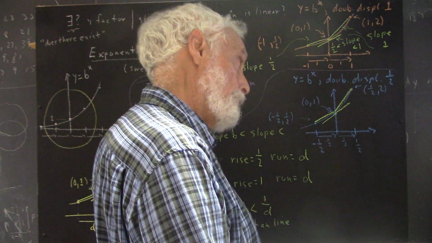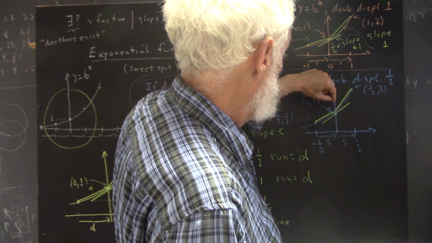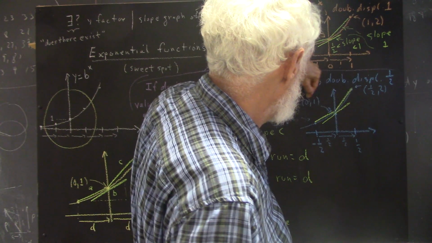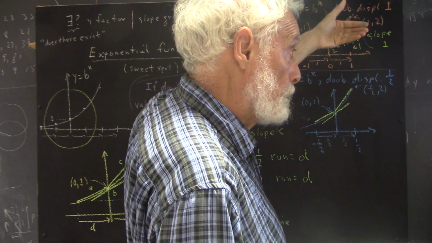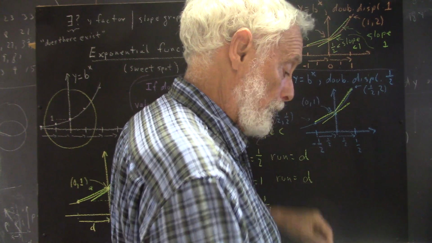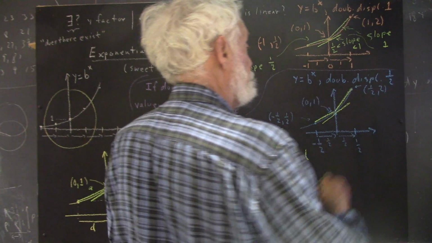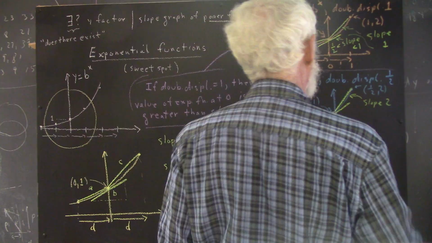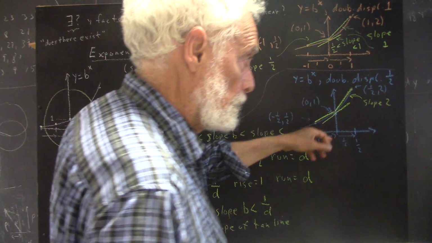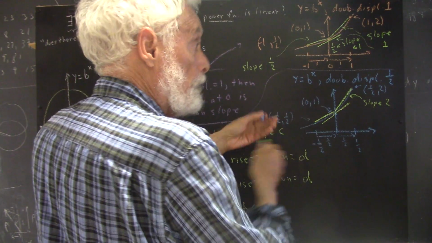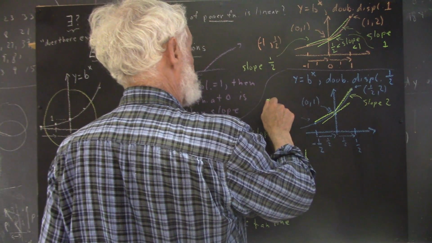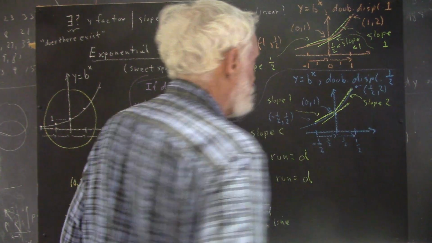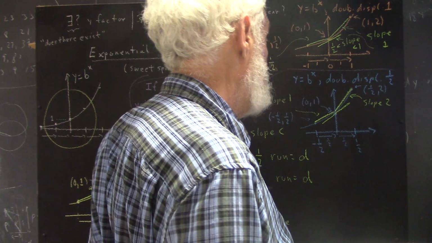Okay, you should have gone through the reasoning that the rise from here to here is from 1 to 2, which is a rise of 1, and the run is from 0 to 1/2, which is 1/2. So rise divided by run is 1 divided by 1/2, or 2. So now the slope here is 2, and similar reasoning over here. The rise is 1/2, the run is 1/2, the slope is 1.